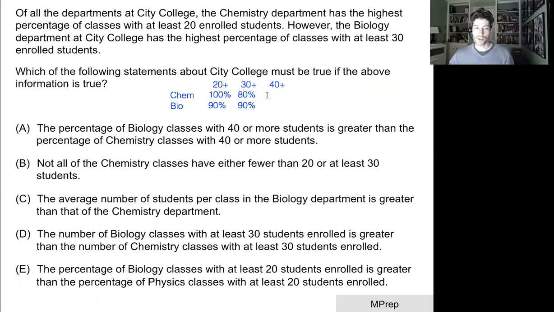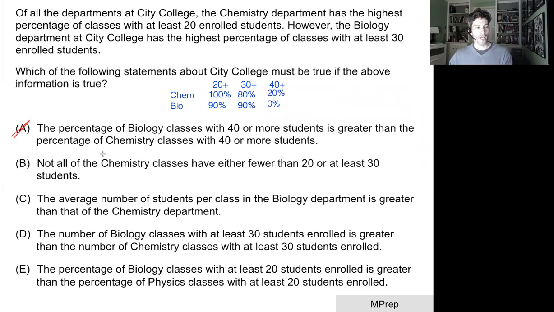And you could come up with a situation here, like let's imagine that the biology department caps its classes at 35 students. So there aren't any classes that have 40 or more, whereas, I don't know, there's a few pretty big chemistry lectures or something. And so here you have shown an example that disproves A, right? A does not have to be true because we've just come up with a scenario that disproves it.